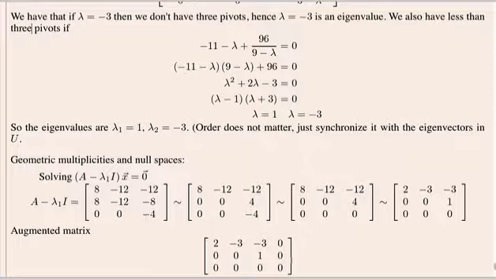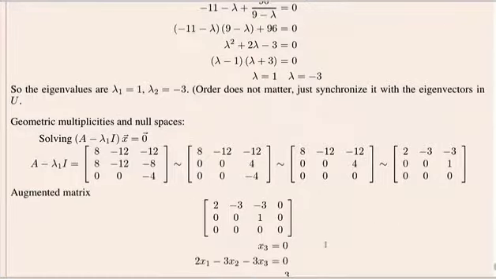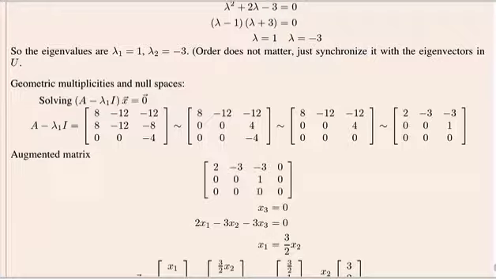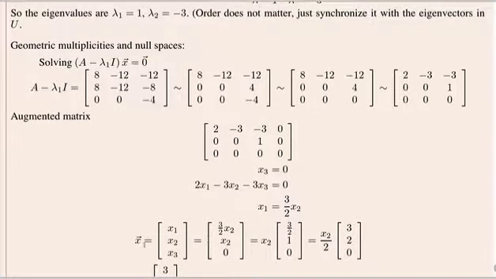Now we can augment this with the 0 right-hand side since we want to look for the null space. And then the second row says that x3 is 0. The first row says that 2x1 minus 3x2 minus 3x3 equals 0. So rearranging this and using x3 equals 0, we get that x1 is 3 halves x2. Then combining these together into a vector x1, x2, x3: x1 is 3 halves x2, x2 is just x2, a free variable, and x3 is 0.